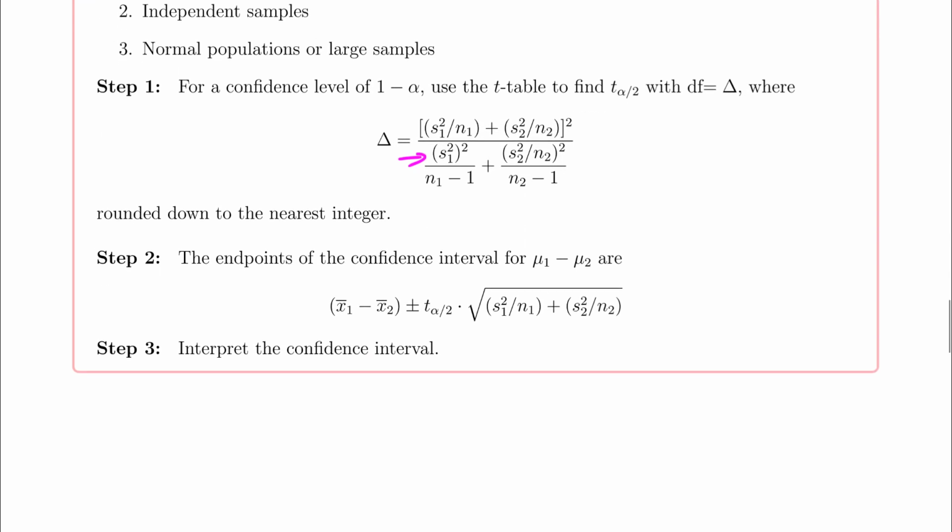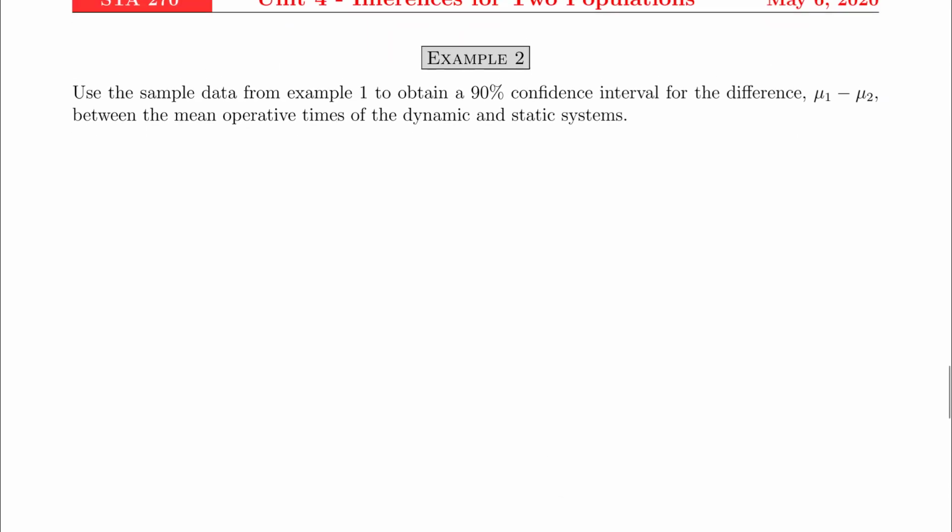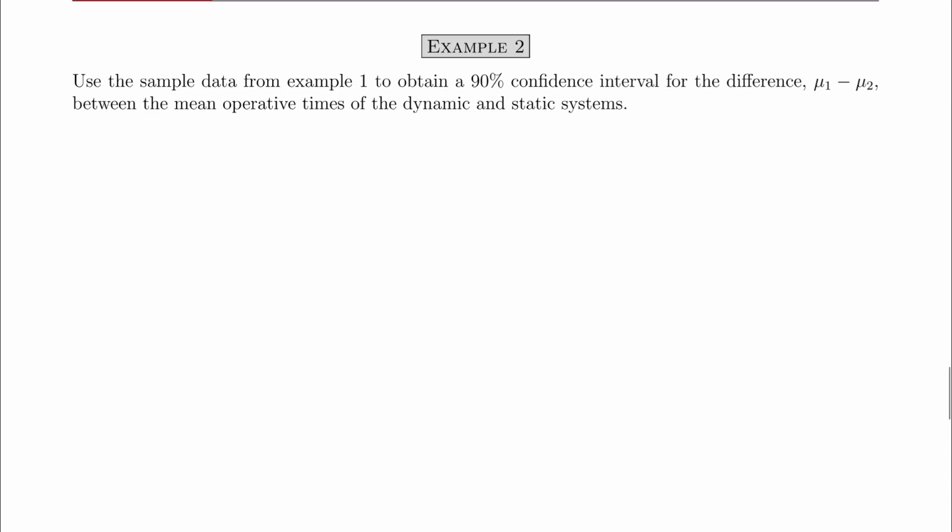And then the endpoints of the confidence interval are going to be the difference between the sample means plus or minus whatever T sub alpha over 2 happens to be, times the square root of the sample standard deviation squared divided by the sample size plus the sample standard deviation of population 2 squared divided by that sample size. And we're going to do that with the data that was given in example 1.